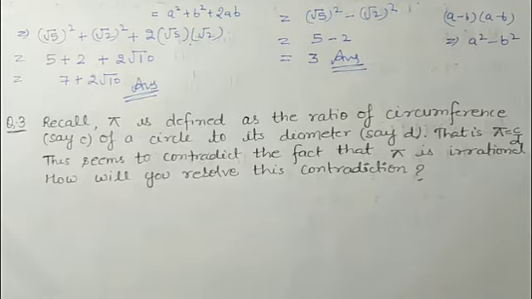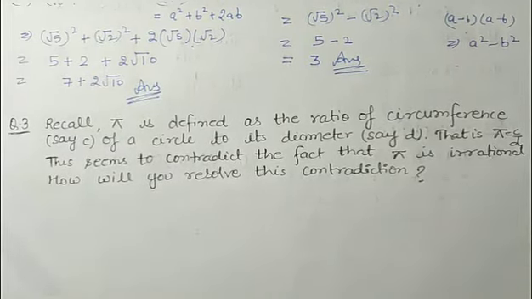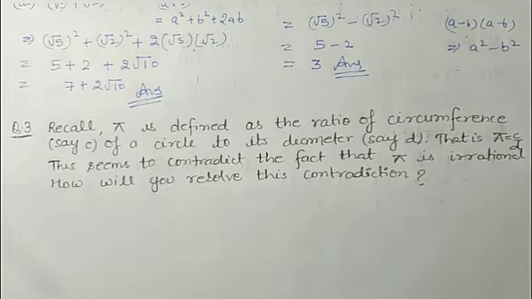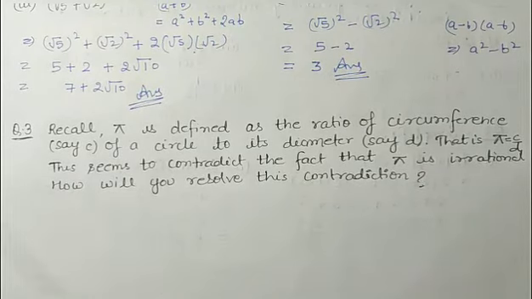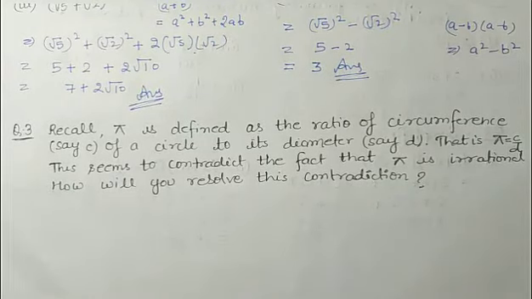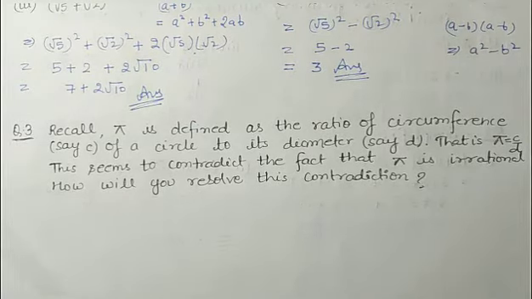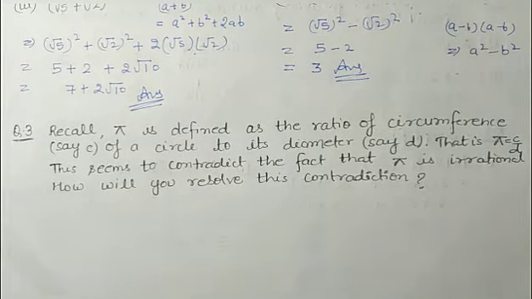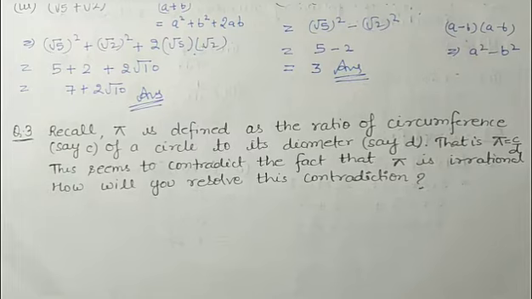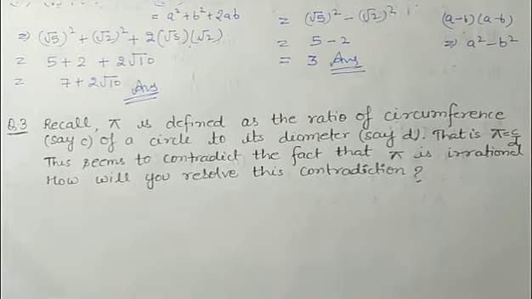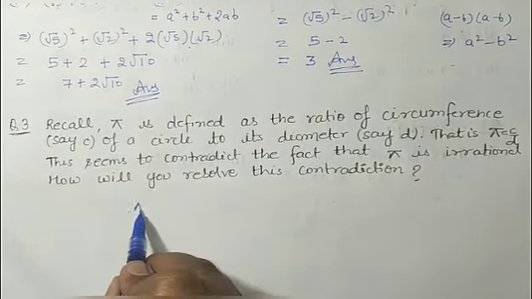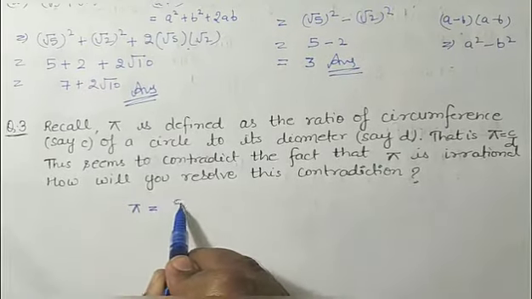So question 3 is: recall pi is defined as the ratio of the circumference, say c, of a circle to its diameter, say d, that is pi is equal to c upon d. This seems to contradict the fact that pi is irrational. How will you resolve the contradiction? So firstly, see, this is not a contradiction. Pi is equal to c upon d.